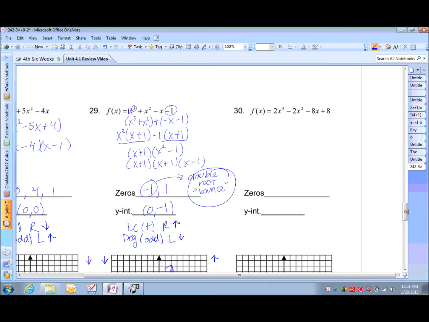Alright, now problem 30, we have to factor again. So I'm going to pull out the GCF of 2, and I'm left with x cubed minus x squared minus 4x plus 4. Okay, then we can factor by grouping. So I'm left with 2, and I'm going to put the first two terms together, and then the second two terms together. Oops, that should have been an x up there.